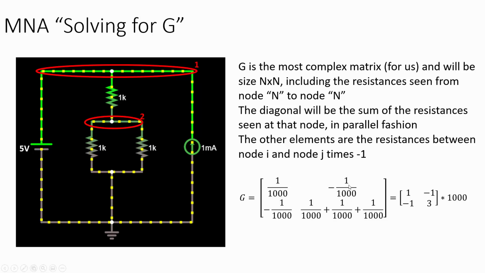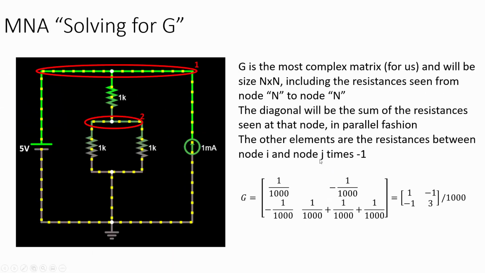And then in the ones that are not the diagonal, you're going to have a lot of non-diagonals, you have to go from one of the nodes to the other node and calculate the resistance between them, multiply it by -1. So in this case, our i value is 1, our j value is 2, so we go to 1, we look at 2. What is the resistance between them? It's just 1, so 1 over 1,000 times -1. And the inverse will also be true. So we're going to have kind of a mirroring about the diagonal in this case, which then leaves you with 1, -1, -1, and 3 simplified, and it should be divided by 1,000. So that's how we get the G matrix.